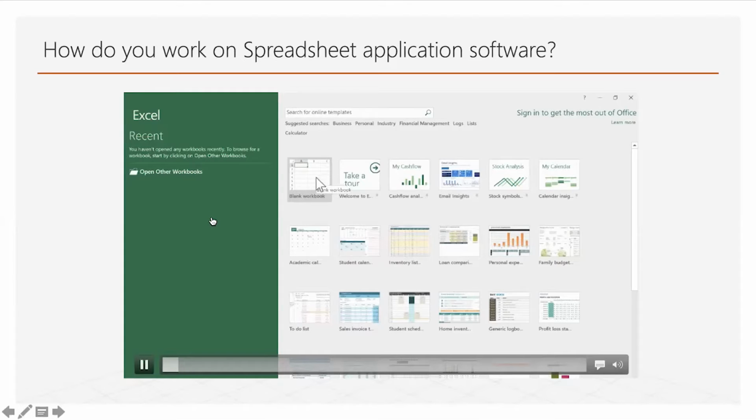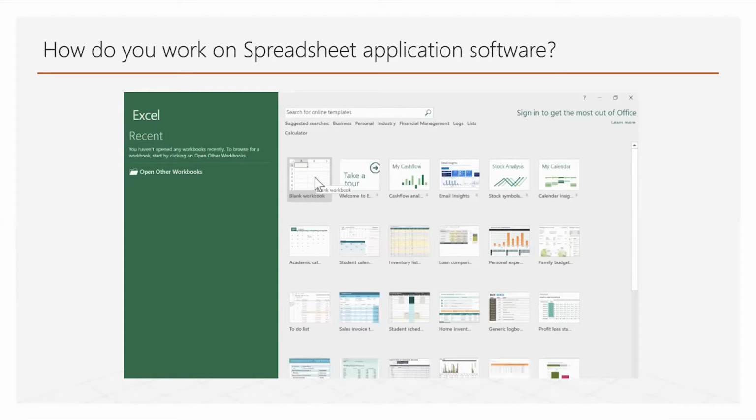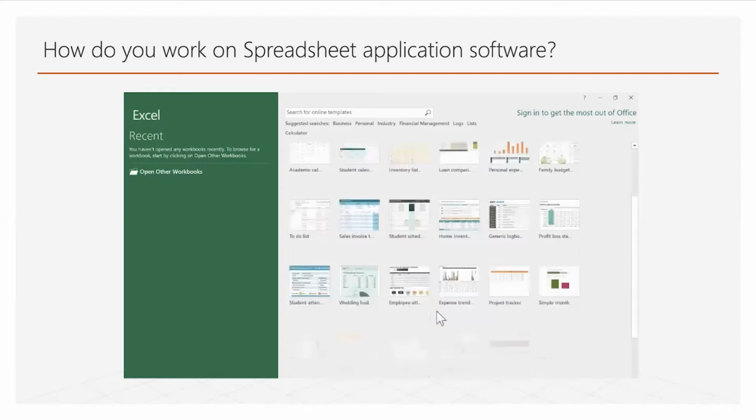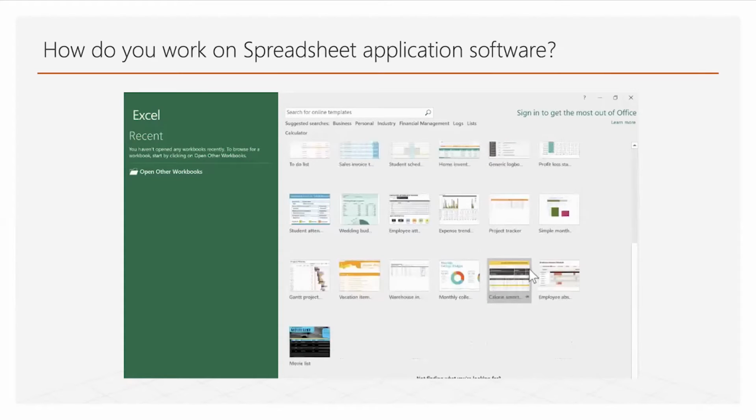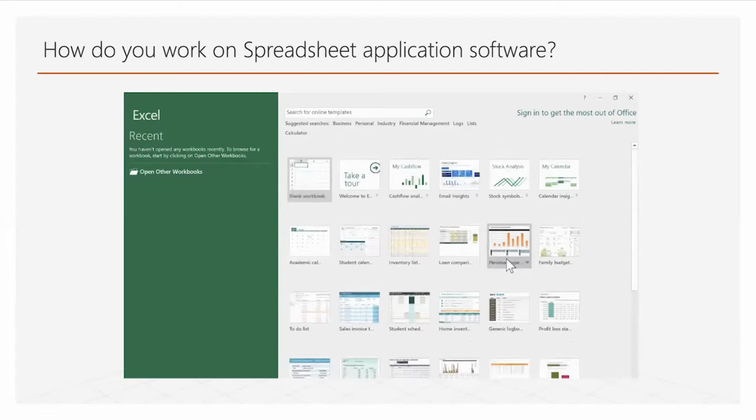Blank workbook. You can see that there are lots of templates to choose from. This is a Welcome to Excel tour, and it's a good way to learn some of the basics of Excel, but that's why you're watching my video, so I'm going to skip that one. There's a cash flow analysis, email insights, stock symbols, a sales invoice, and a budget in here. Here it is, a family budget. There's all sorts of great Excel spreadsheets that you can just open up and start changing the data, start using it that way. So I would encourage you to browse and explore these templates that are available to you.